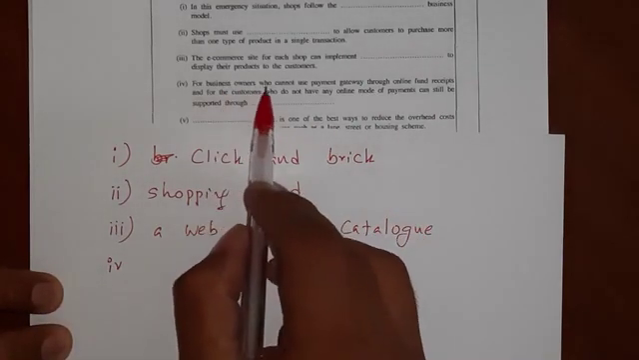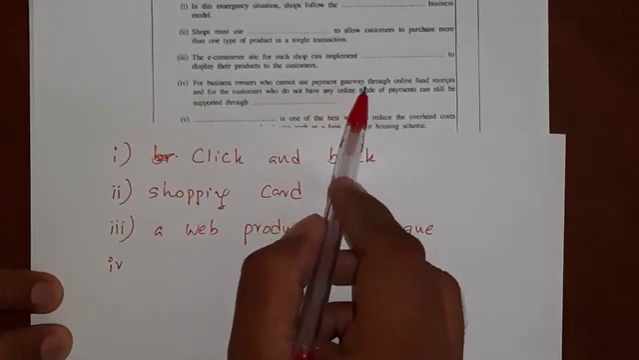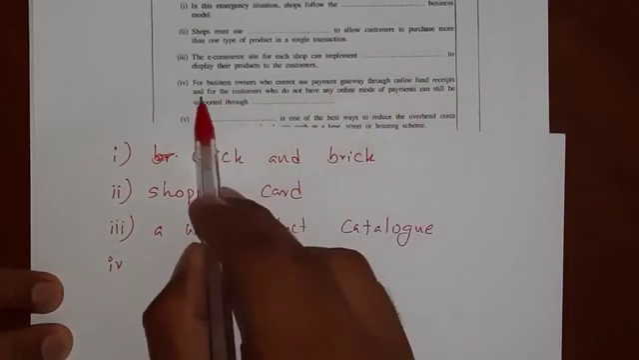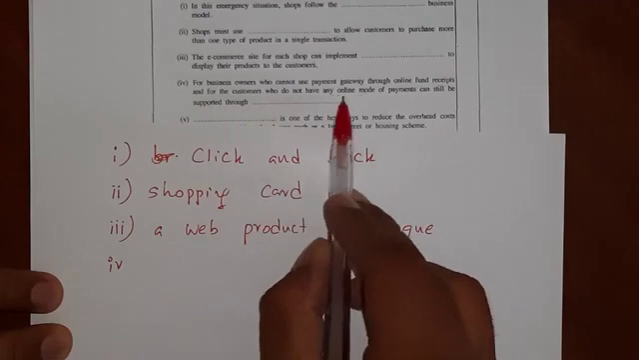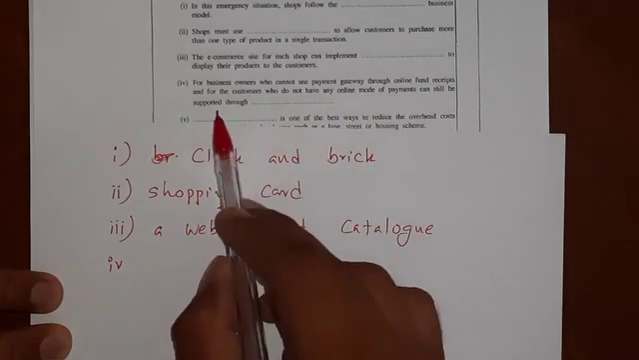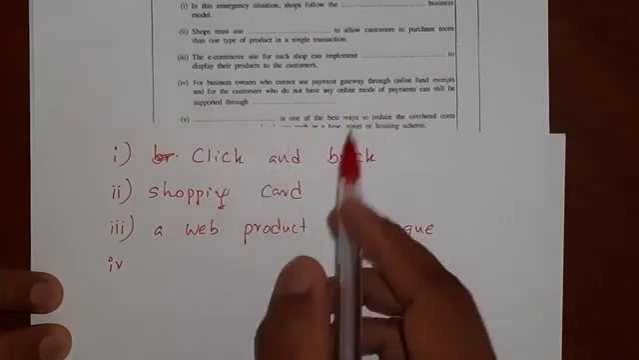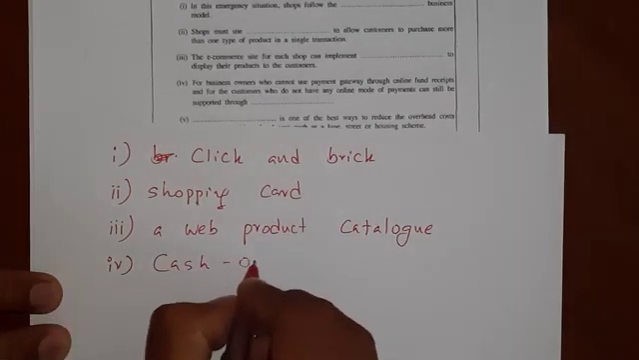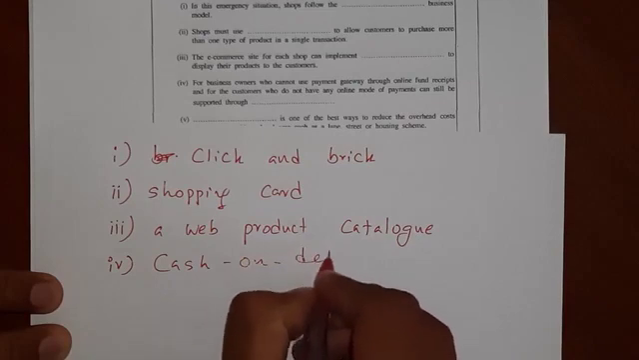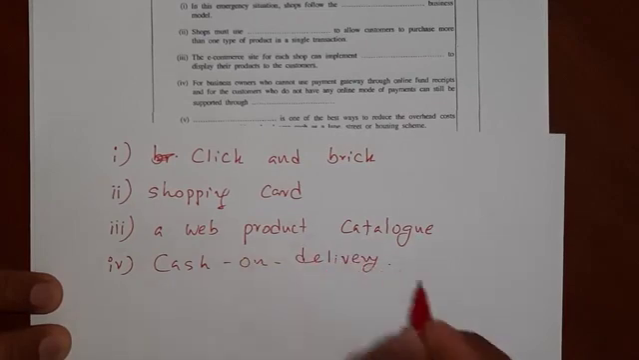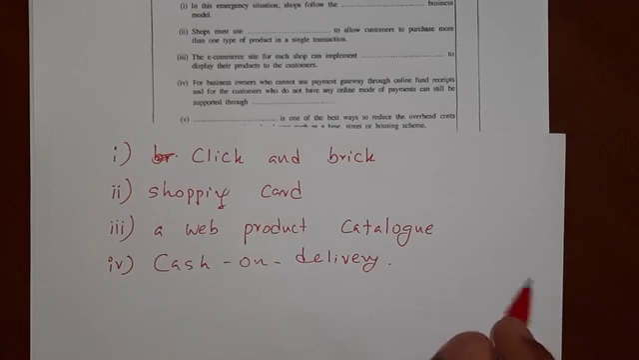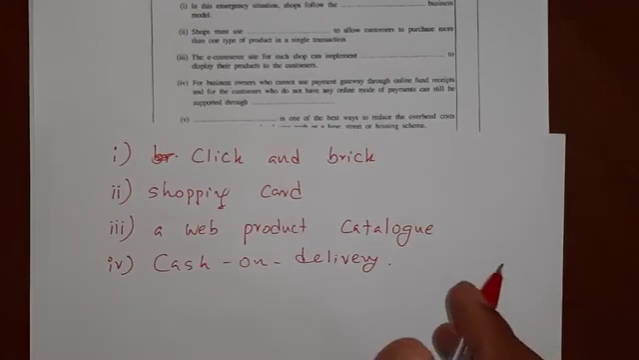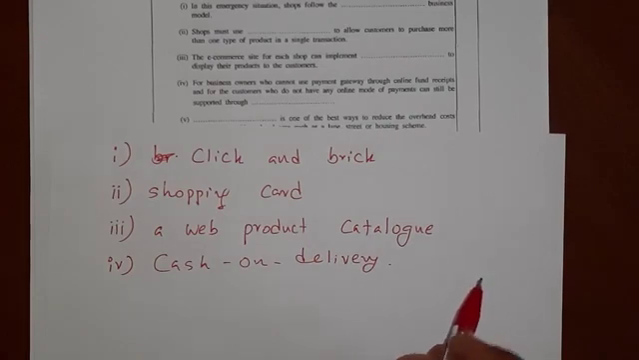For business owners who cannot use payment gateway through online fund receipts, and for the customers who do not have any online mode of payments can still support through cash on delivery. What is meant by cash on delivery? The product is posted or brought to the customer's place, then the customer should pay in cash and then buy the product.